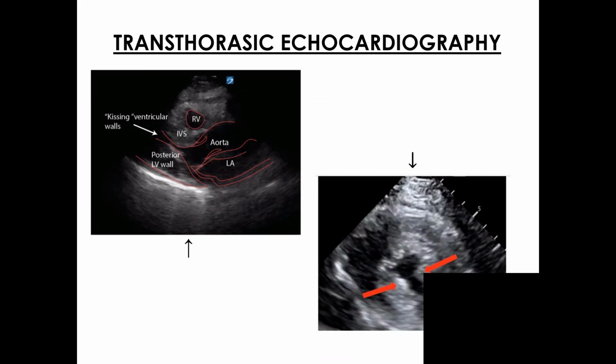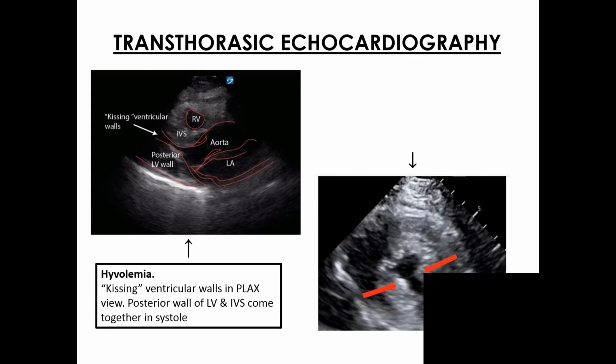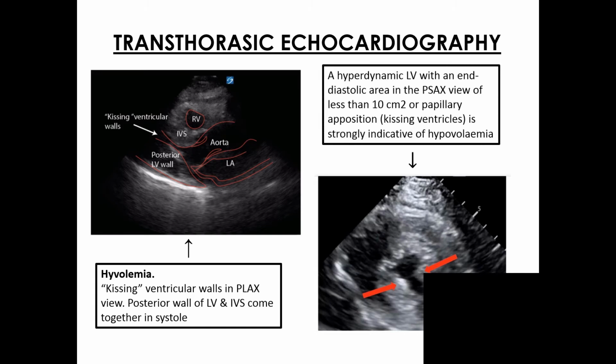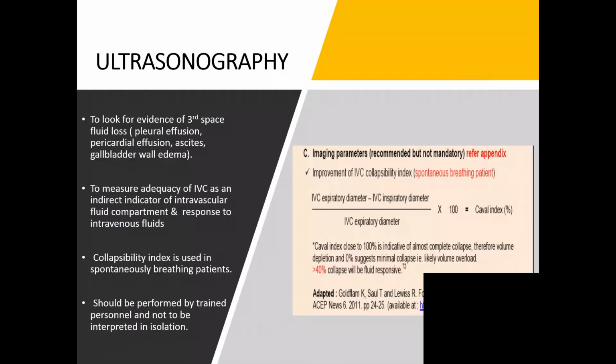So the diagram on the left is an echo that is done in the parasternal long axis view, and it shows that there is kissing of the ventricular walls. This indicates that there is presence of hypovolemia. Whereas the diagram on the right shows that there is a hyperdynamic left ventricle with an end diastolic area of less than 10 centimeters squared. This is taken in the parasternal short axis view, and this is also strongly indicative of hypovolemia.